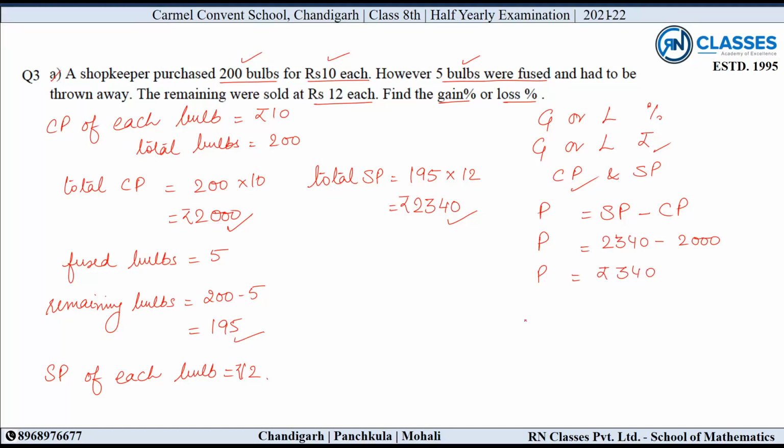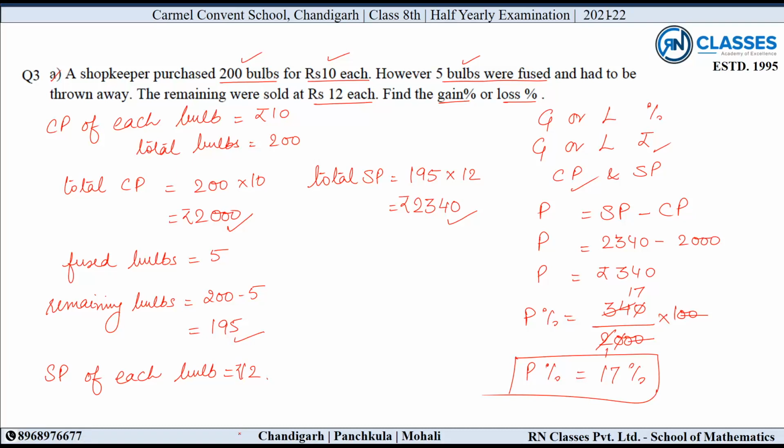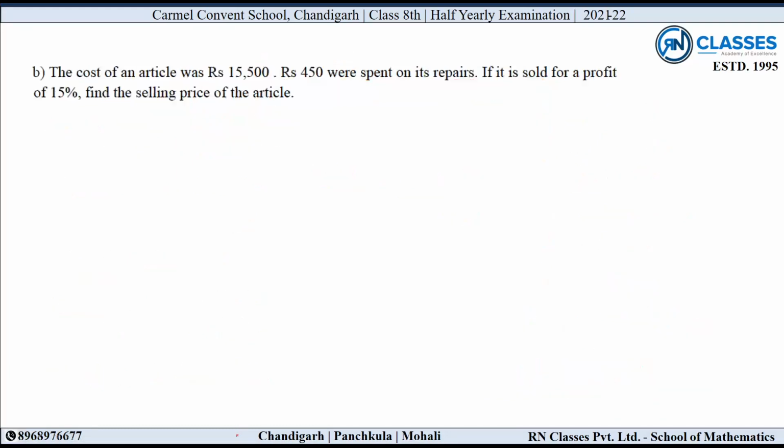What do we need? Profit in percentage. We'll convert it. So profit would be 340 by cost price. How much is cost price? Cost price is 2000 into 100. Right? So profit percentage would be, we'll find it out, 2 gone, 1 gone, 2 ones are 2, 17 times. So profit percentage would be 17%. This is the right answer. Was it a difficult one? Not at all. Let's move on to the last part, B part.